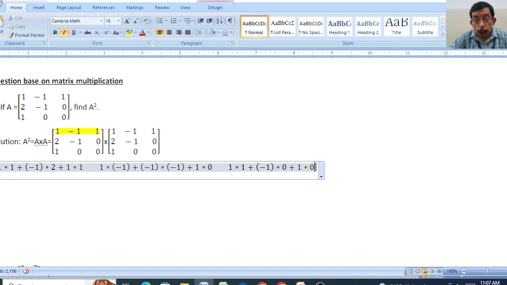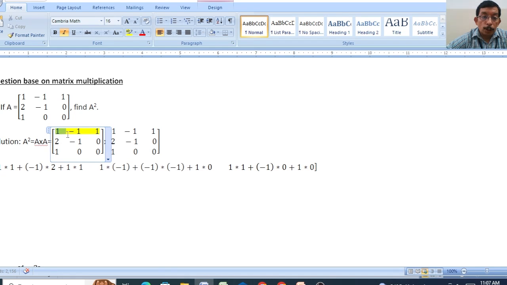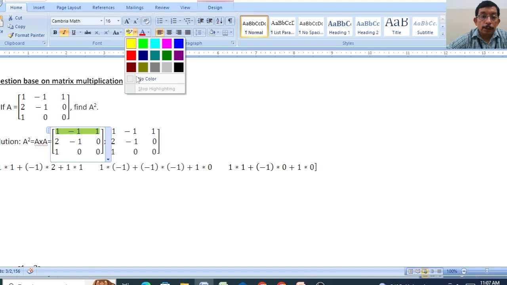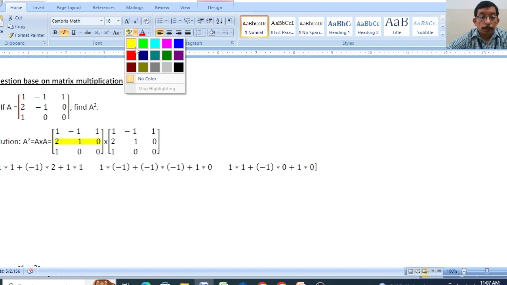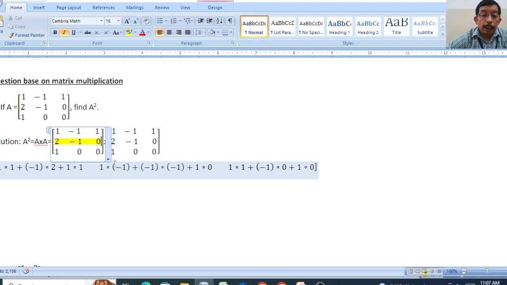There are no more columns, so we come to the second row. The first row multiplication with each column is complete, one by one. Is it clear? After that, we come to the second row. Now we come to the second row, and then we get the second row elements.